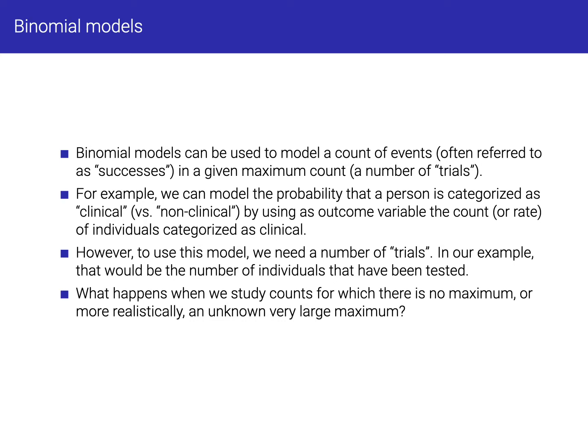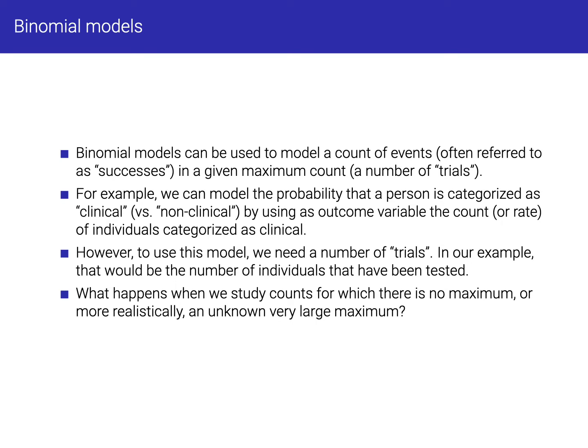So for example, we can model with binomial models the probability that a person is categorized as clinical versus non-clinical by using as an outcome variable the count or the rate of individuals characterized as clinical. However, to use this model, we need a number of trials. So in our example, that would be the number of individuals that have been tested.